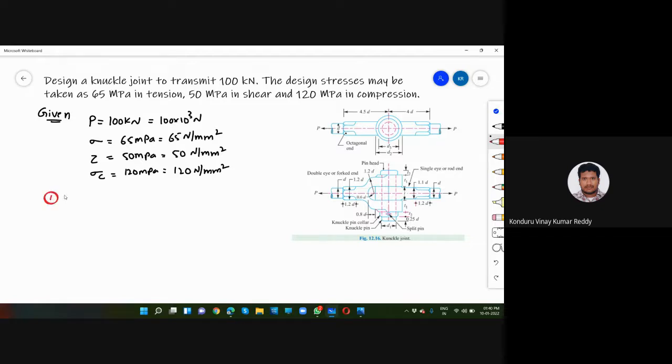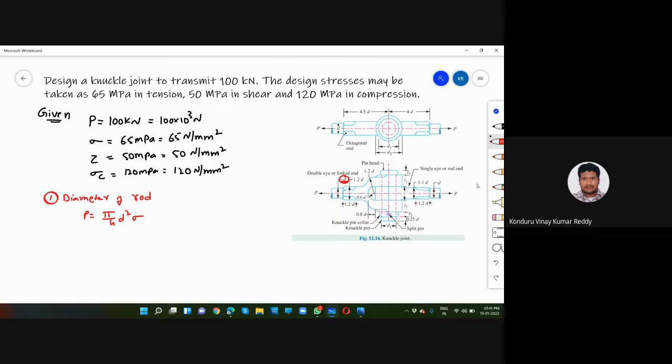We have to determine the diameter of the shaft, or rod, both you can call it. For this we have a formula: P is equal to pi by 4 d square into sigma, where d is the diameter. I think everyone can see what d is in the figure. Here it is d, the diameter of the shaft. That is what we have to find out.